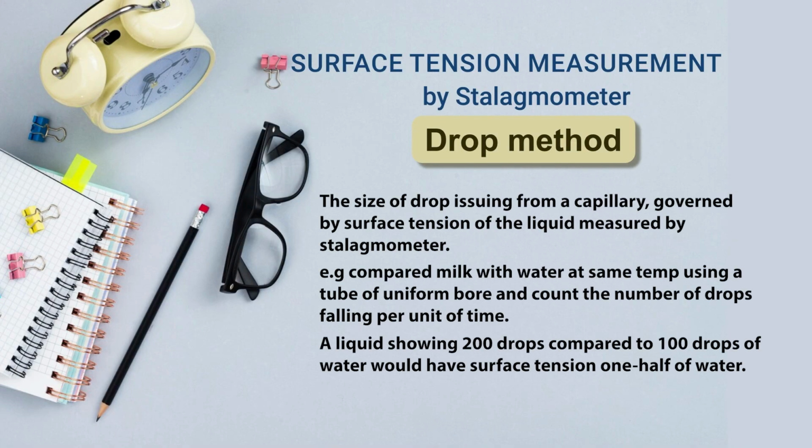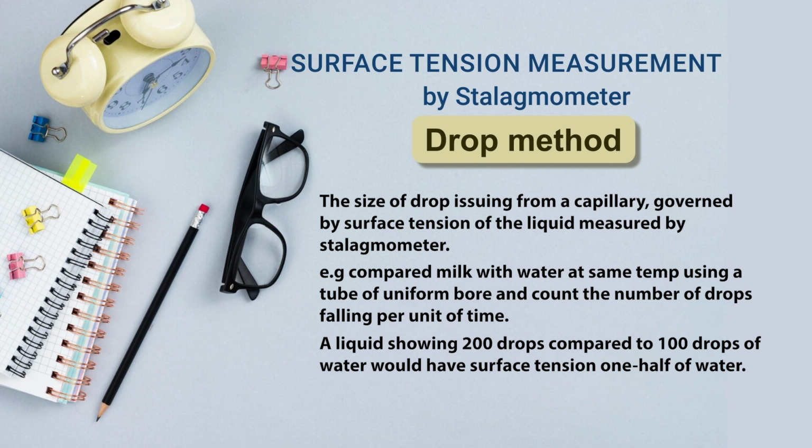So what you do is, you have a capillary and let the drop fall down. This is done with a stalagmometer, and from the orifice the liquid is allowed to fall. Now, how many drops is it forming? Suppose, for example, you take a stalagmometer and make milk fall. You put on the stopwatch and count the number of drops. Suppose there are 200 drops compared to 100 drops of water. That means the surface tension is 1/2 of water.